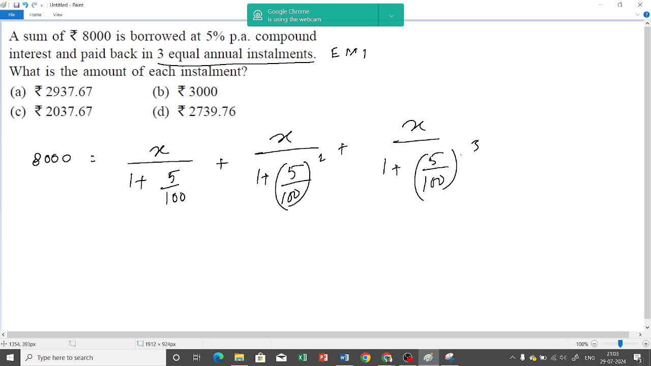Okay, there is a derivation for this, but this is the easy formula. So you have this sum of 8,000 which is broken into 3 equal EMIs. This x is the EMI amount, but on top of it interest is also there. So x divided by 1 plus 5 by 100, plus x by 1 plus 5 by 100 whole square, plus x divided by 1 plus 5 by 100 whole cube. Sorry, I've written 1 square; it should be whole square.